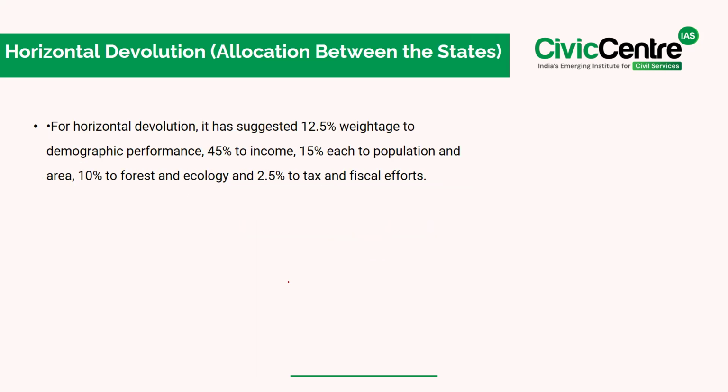Then, for the horizontal devolution, it has suggested 12.5% weightage to demographic performance, 45% to income, 15% each to the population and area, 10% to forest and ecology, and lastly 2.5% to tax and fiscal efforts.